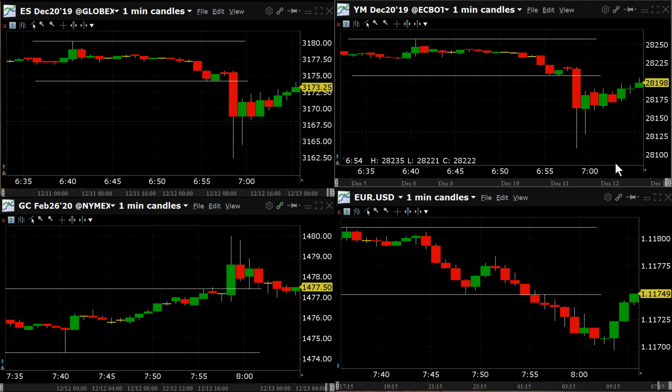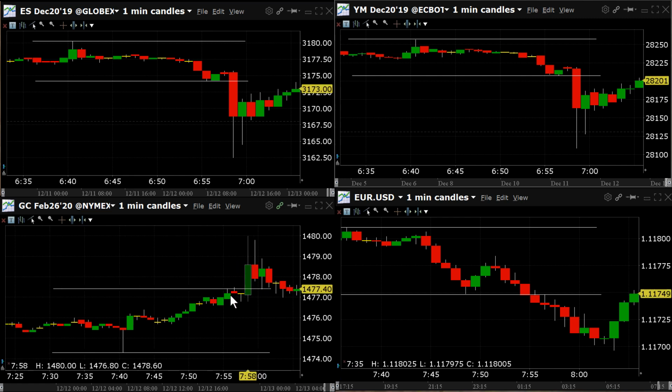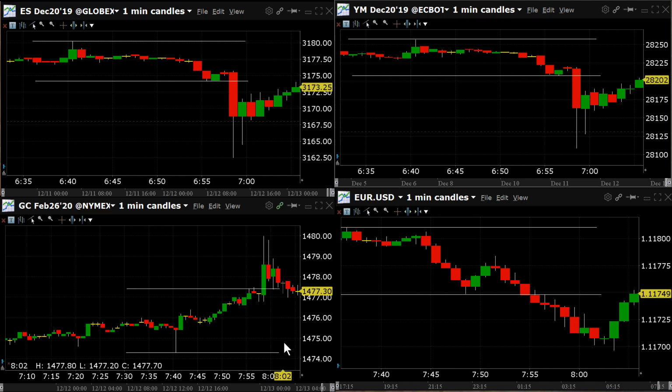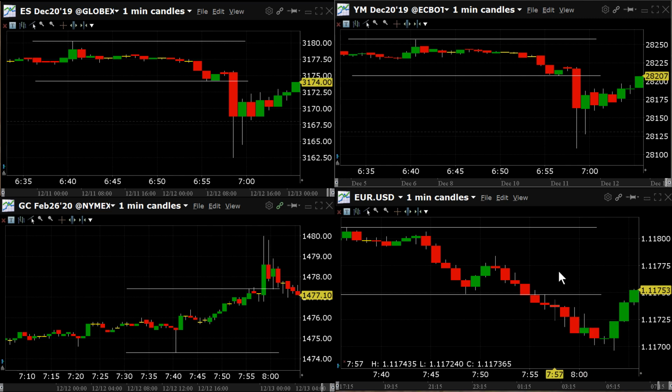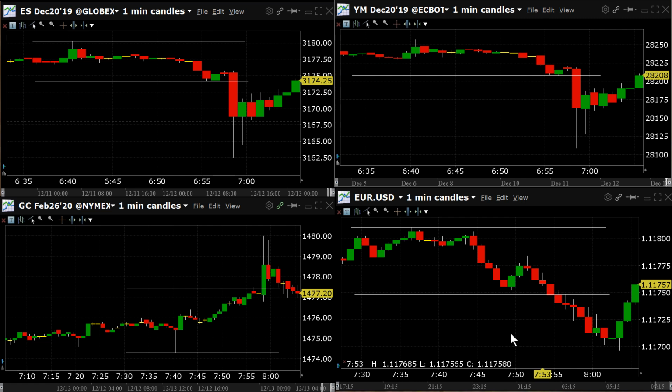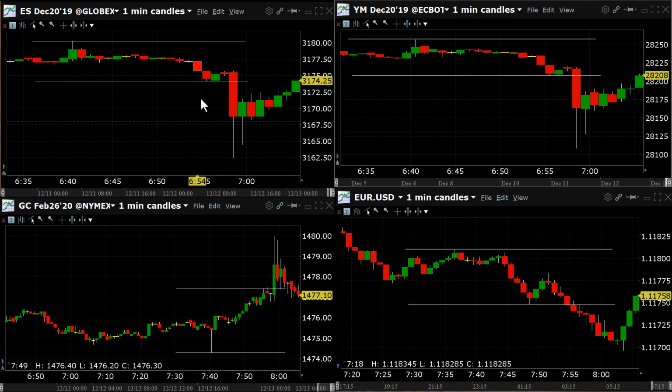These are the start of the entries right here. These are long signals. This is a long signal, and this is already a short signal. So in other words, it broke, now go all the way back the other way. So first it breaks one way, and then goes back the other way. And right now, all four charts are set up to do it.